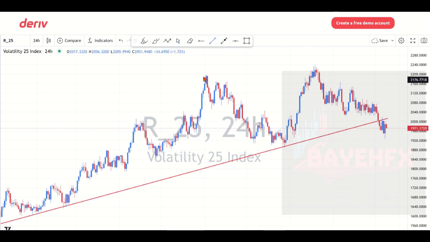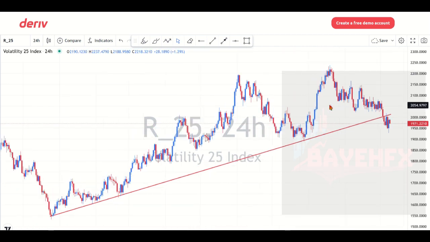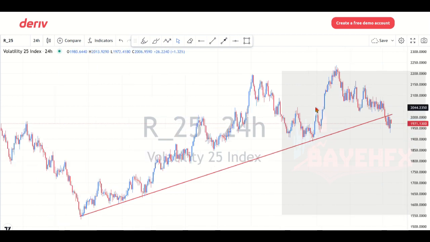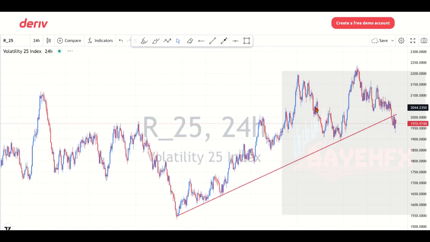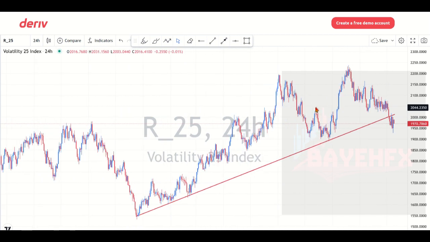If we check here, you could see that we actually created a new high there, so I was expecting a reversal. Now we have fully mitigated this order block and fully mitigated this other block. So let's see, are we going to continue down or are we going up on this one?